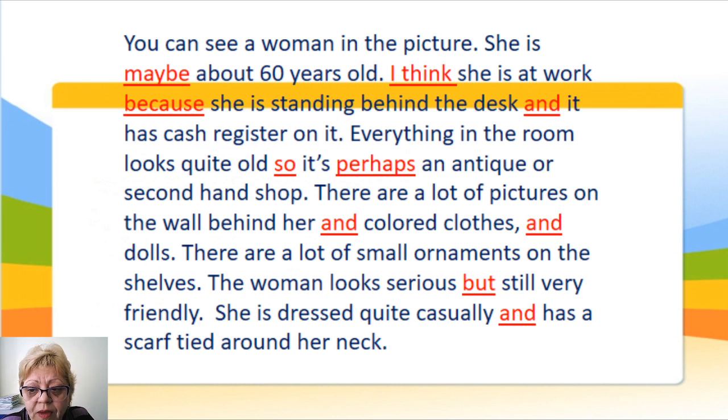Perhaps, возможно. There are a lot of pictures on the wall behind her and colored clothes and dolls. There are a lot of small ornaments on the shelves. Ornaments – это безделушки. The woman looks serious but still very friendly. She is dressed quite casually and has a scarf tied around her neck. And don't forget to add your attitude, your feeling towards the picture. Maybe I like this picture because this woman reminds me of my grandmother, and something like that.